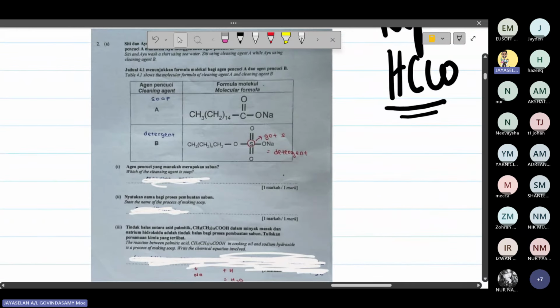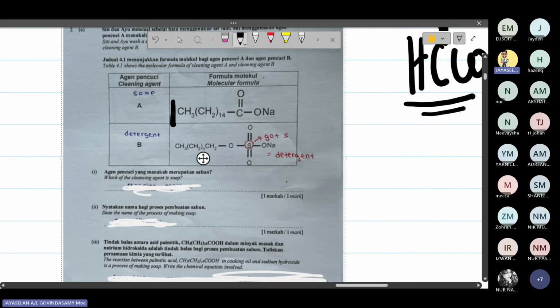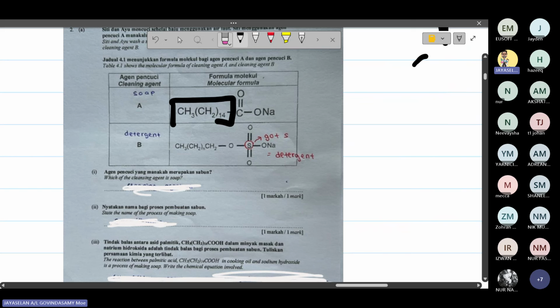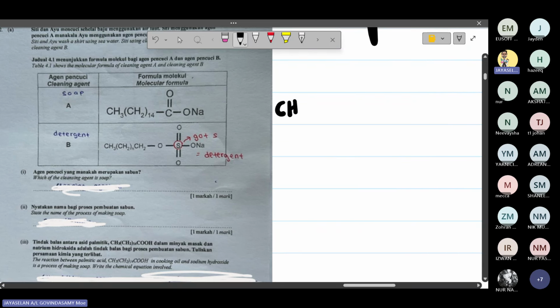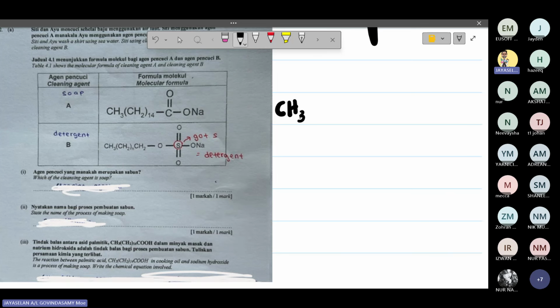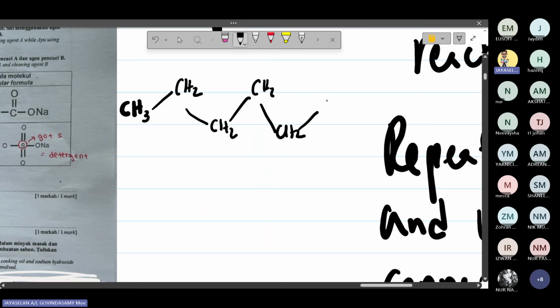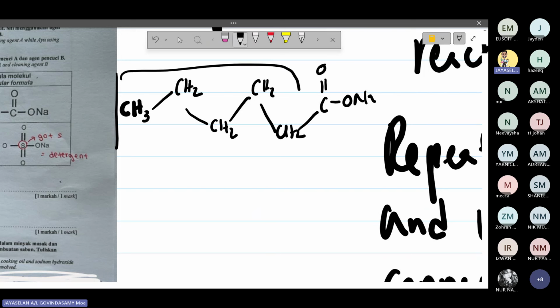Okay, now look at this one. Yesterday one girl asked me this question. When you see this one is too long, we already learned this in detail. CH3, then CH2, CH2, there are 14 like this. Then the last one, C double bond O, O, and Na. Since this is too long, we will represent it with R. R is an alkyl group.